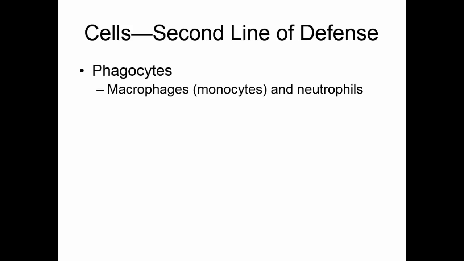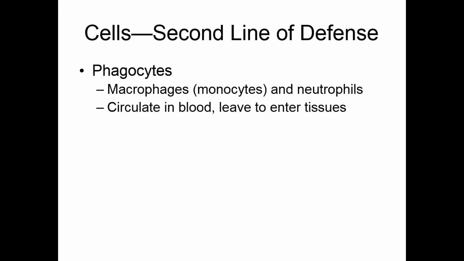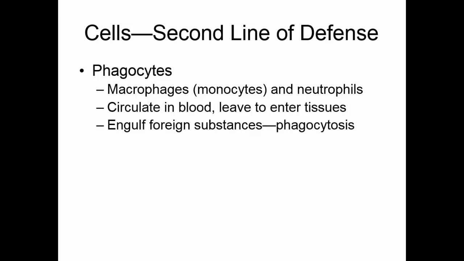As a second line of defense, you have two types of cells, phagocytes and natural killer cells. Phagocytes may be macrophages, these are monocytes, and neutrophils. Both of these circulate in the blood, but both are able to leave and enter tissues if necessary. As phagocytes, they engulf foreign substances, this is the process of phagocytosis, and then they digest the ingested material. This will render it harmless.